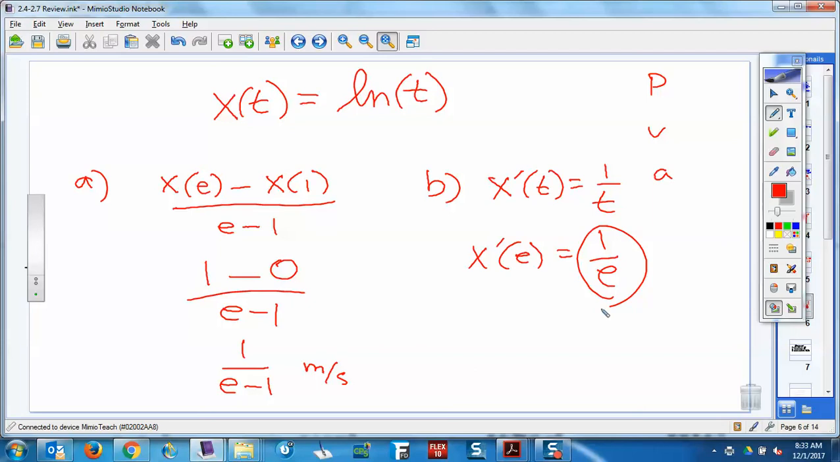X double prime? What's that? It's acceleration. So x double prime would be acceleration. Okay? So x prime is t to the negative 1, right? So x double prime would be negative 1 t to the negative 2, or negative 1 over t squared. Right?